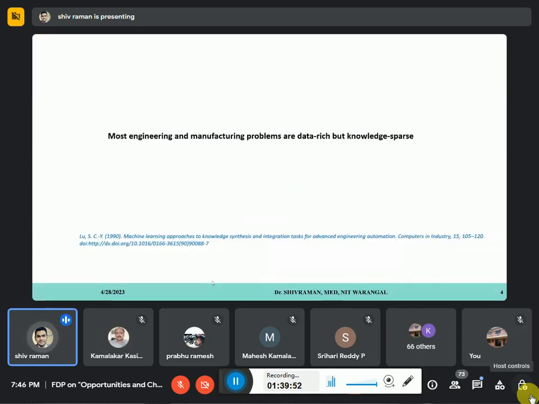So before going into more detail, let me catch your attention towards this line, which is taken from the paper on machine learning approaches, policy synthesis, published in Computer Industry. Most of the engineering and manufacturing problems are data rich, but the knowledge related to those techniques or problems is sparse. I would like to explain this with the help of additive manufacturing.